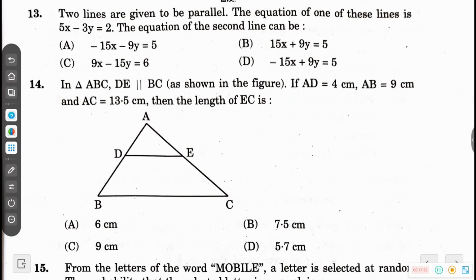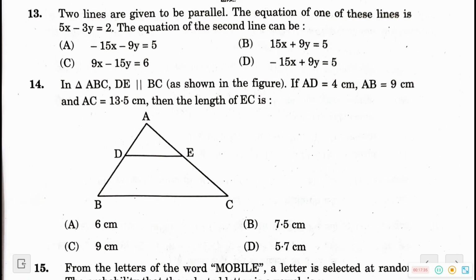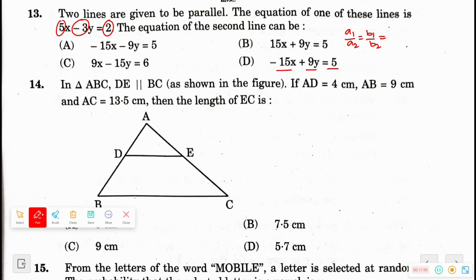Question number 13 is from pair of linear equations. In pair of linear equations, we have to select a line such that both the lines represent parallel lines. So here a1 is 5, b1 is minus 3, c1 is 2. Only option D will give you that condition satisfied. What is the condition we have? a1 by a2 is equal to b1 by b2 is not equal to c1 by c2. This must be satisfied.